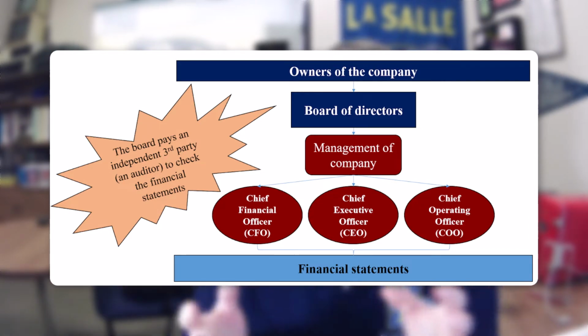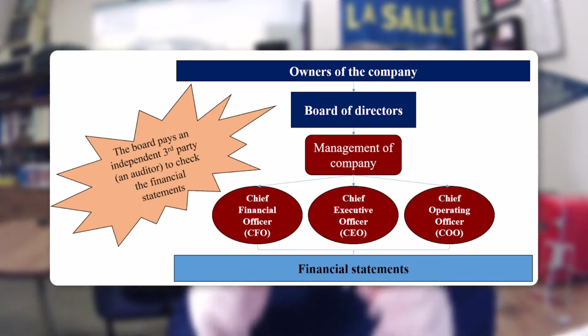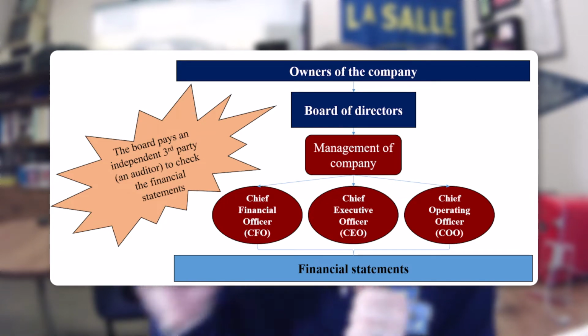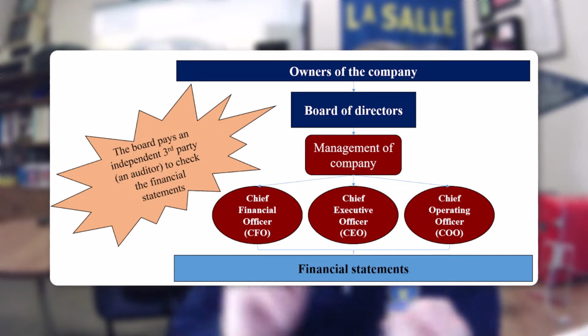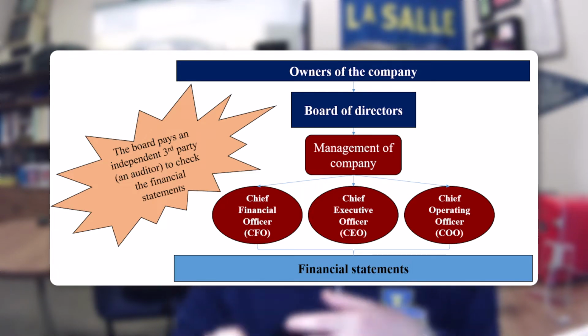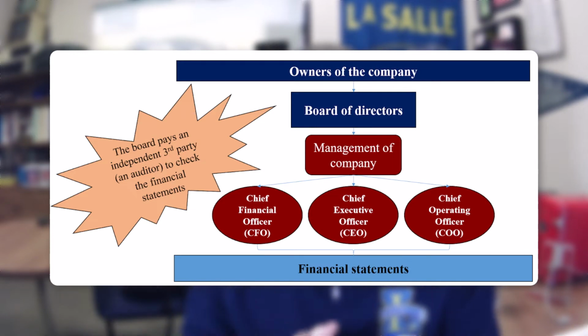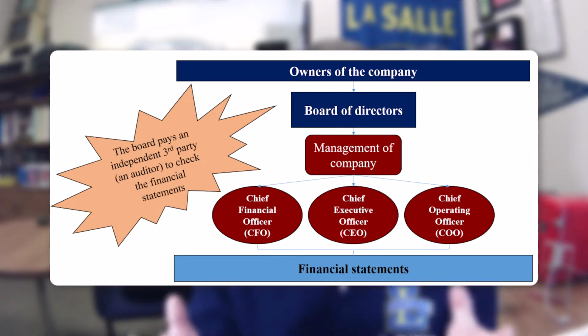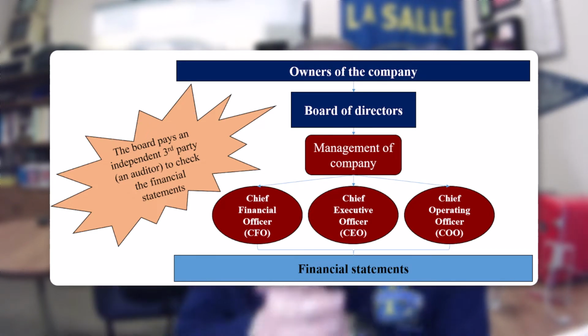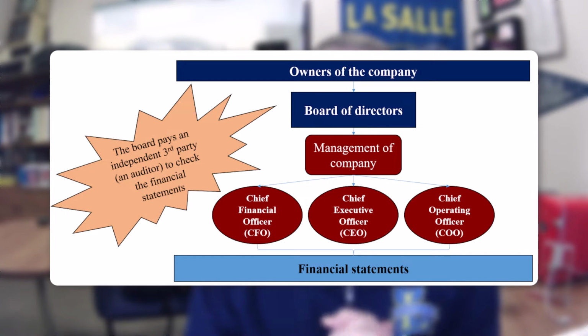A publicly traded company, a company that has its stock traded on a major stock exchange like the New York Stock Exchange, has to produce financial statements. It has to produce a balance sheet, a statement of cash flows, an income statement, and other statements as well. When they produce these statements, they have to distribute them to the shareholders and to creditors and to other users of financial statements.